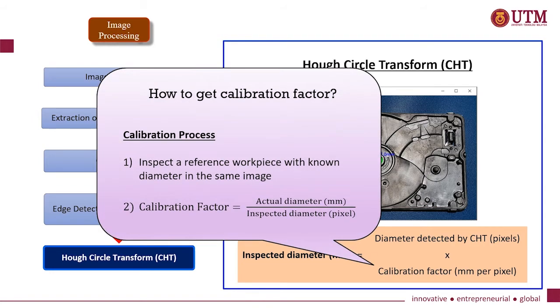So how can we get the calibration factor? We first need to perform a calibration process. We inspect a reference workpiece with a known diameter in the same image, and only then can we calculate the calibration factor by dividing the actual diameter by the inspected diameter in pixels.